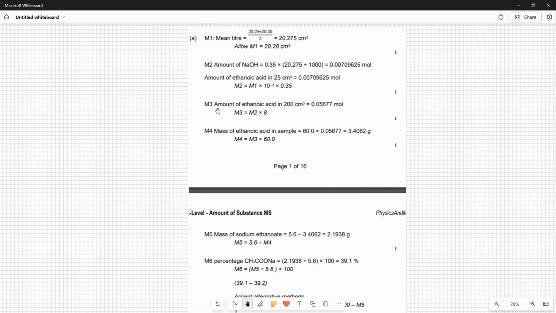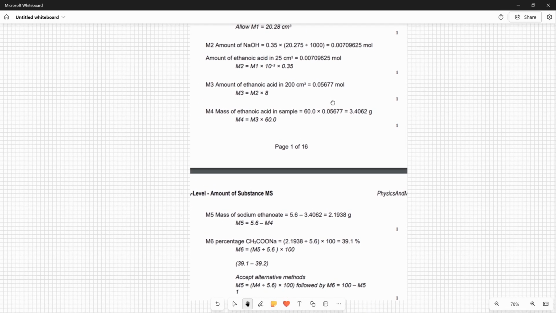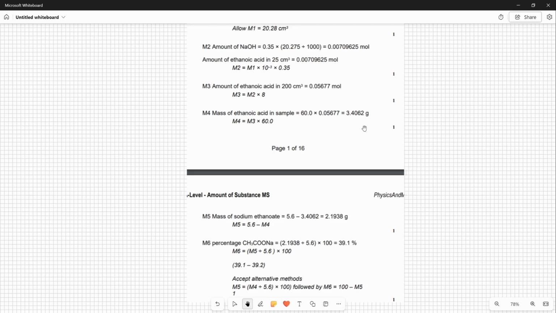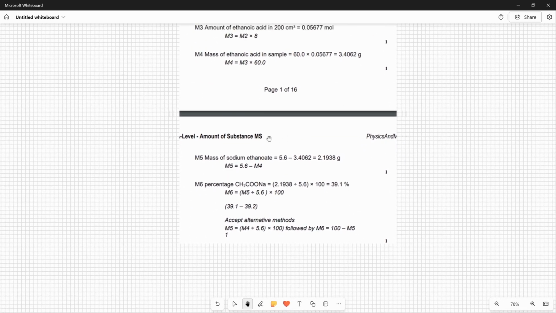And then they're trying to find the moles of ethanoic acid within the 200 centimeter cubed solution, and they just multiply it by 8 because we found the moles of ethanoic acid within a 25 centimeter cubed solution. There are 8 lots of 25 in 200, so we just do 8 times the moles there and we get 0.05677, and then we do mass equals moles times Mr and we get the mass of ethanoic acid within the original sample. Now we have the mass of ethanoic acid within the original sample. We subtract the mass of the ethanoic acid from the total mass of the sample, and we get the mass of the sodium ethanoate, which is the contaminated bit of it. And then we just do the division to find the percentage by mass of sodium ethanoate.